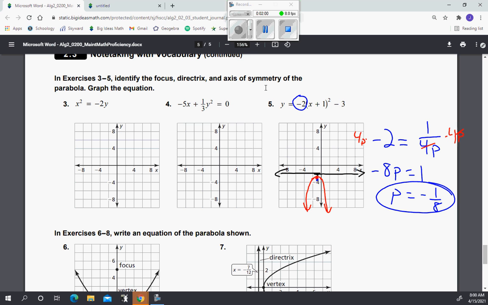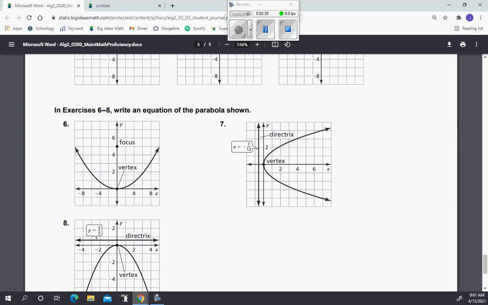So if I ask what coordinate is that focus at, we're at -1, -3 for our vertex. That's our vertex. Our focus would be at -1, -3 and 1/8. That would be where our focus is at. So when we get something in vertex form, that's the good stuff. We know how to do that.